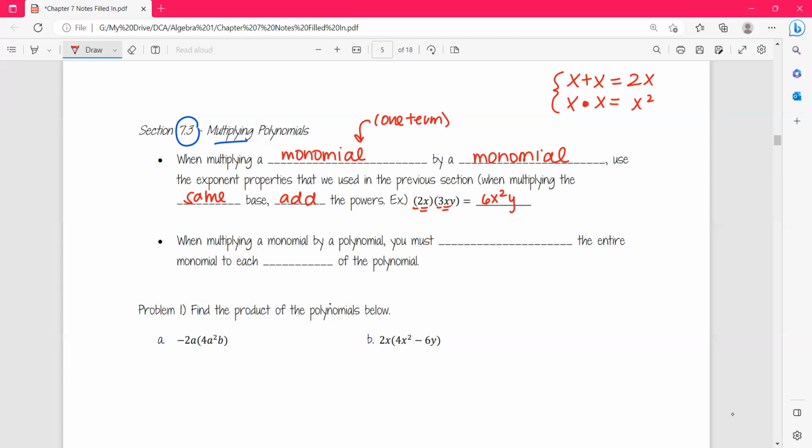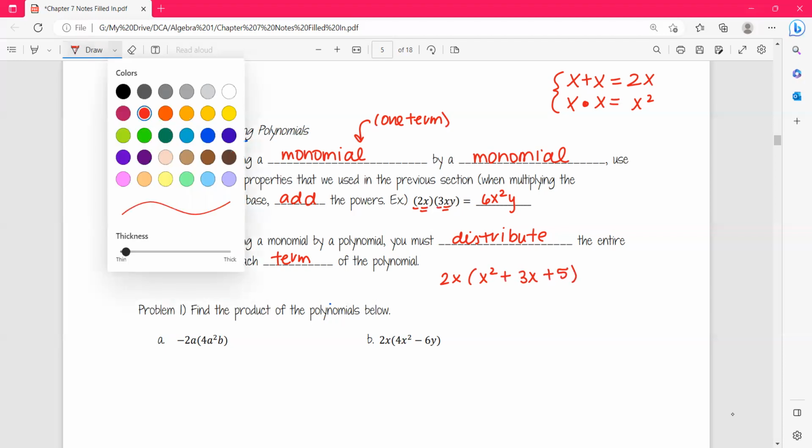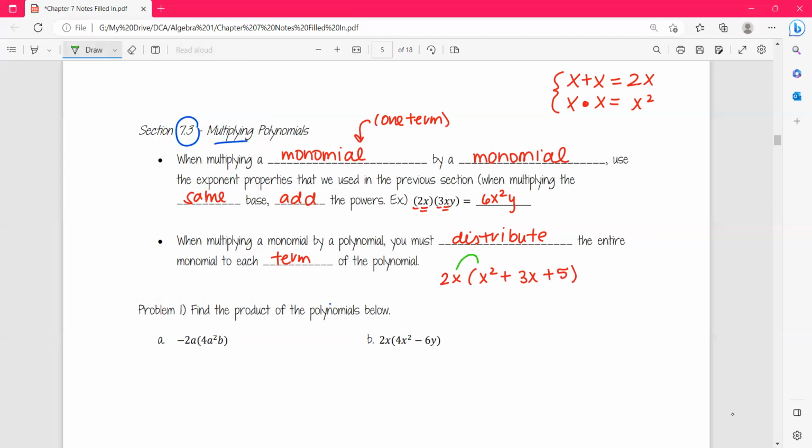Okay? When multiplying a monomial by a polynomial, we must distribute. We've been doing that for a really long time. The entire monomial to each term of the polynomial. Let me show you what that could look like. If I have a monomial like 2x in front of parentheses like this, all we need to do is distribute the 2x to every term in the polynomial, okay? And that's what we're going to practice today, okay?